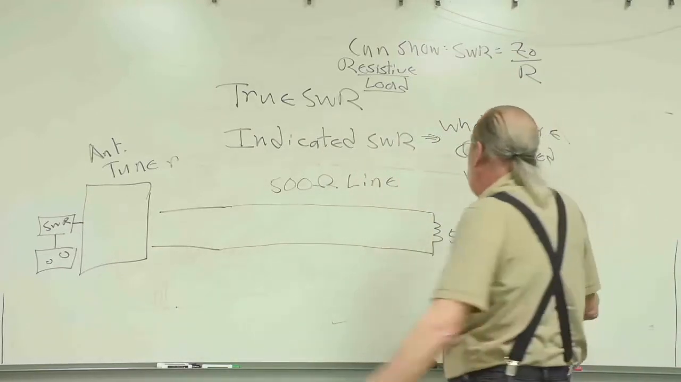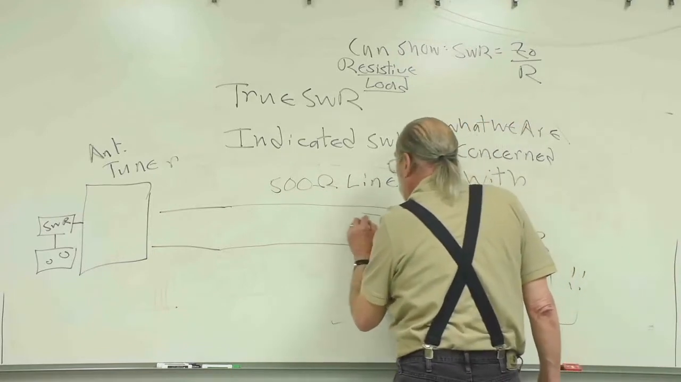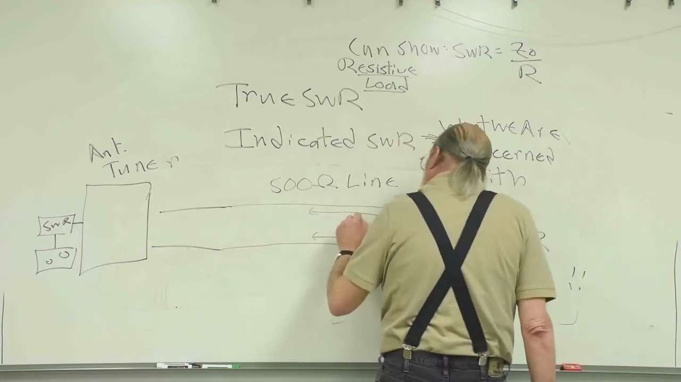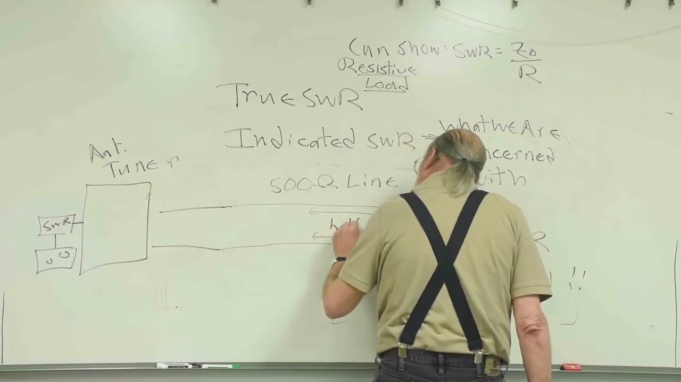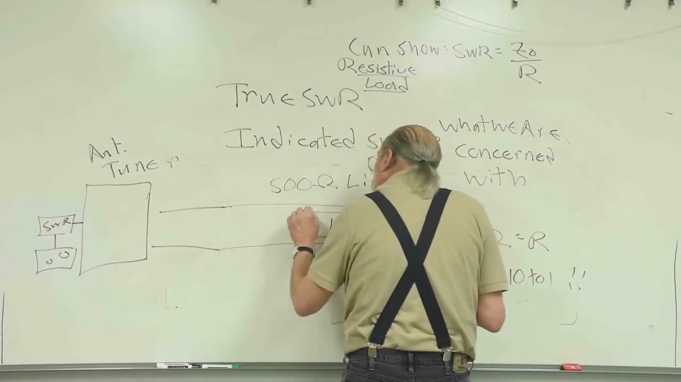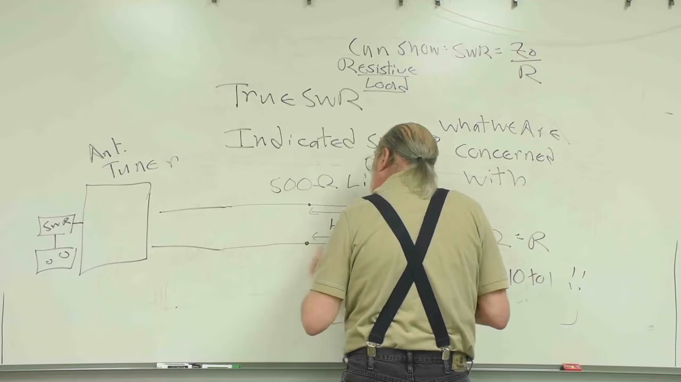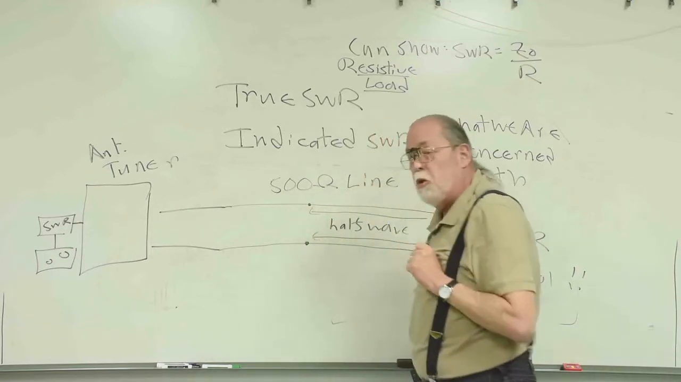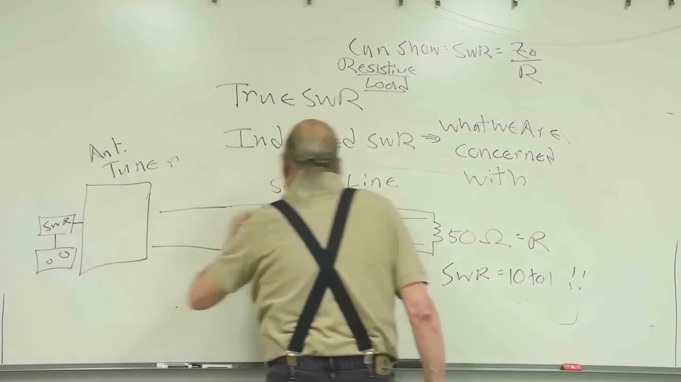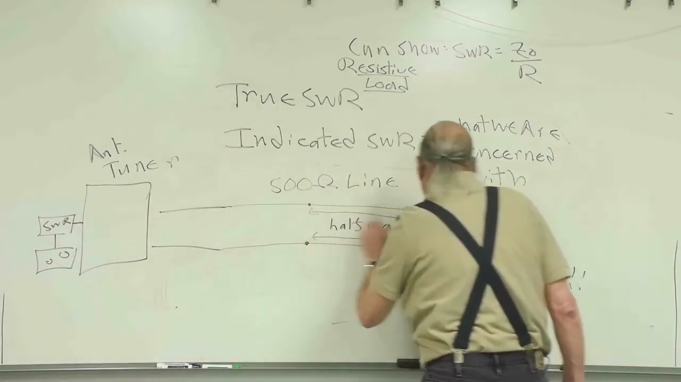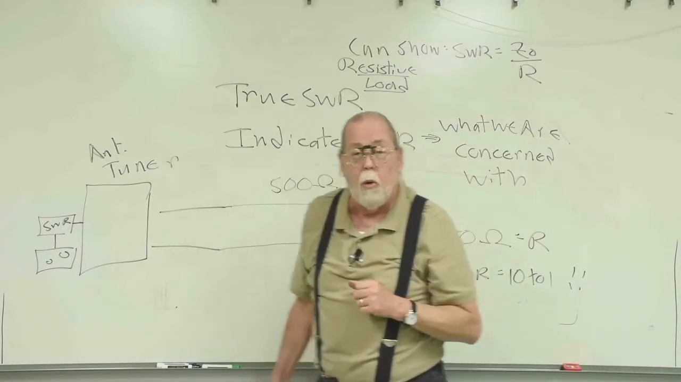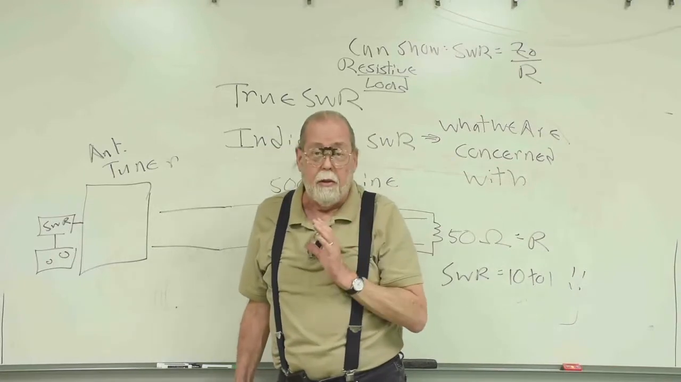What's even more remarkable is this: if this is long enough, if this is half a wavelength, if you cut this to exactly a half a wavelength and you connect an SWR meter right here, it will show 1-to-1. If you hook your transmitter up, eliminate the antenna tuner, and hook your transmitter up exactly a half wavelength down the line from a 50 ohm load, it'll think it's a 1-to-1 SWR. And that's what you're concerned with.